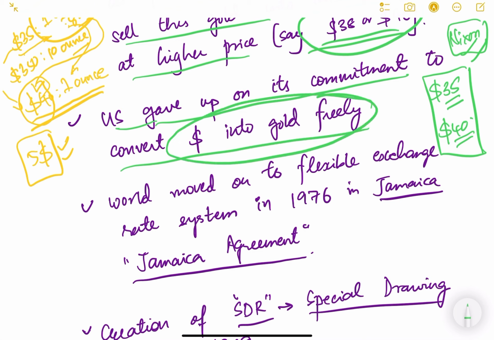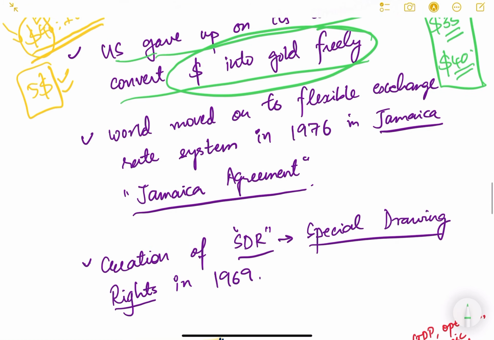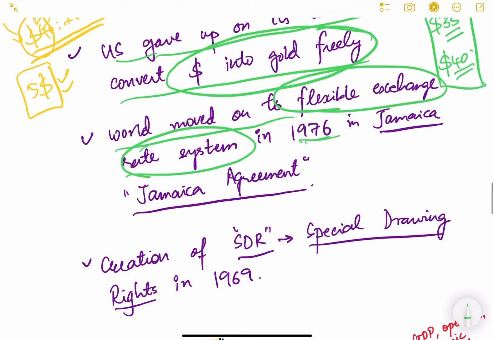The US said that now we will not play this conversion game, we have nothing to do with it, we will not keep free convertibility between dollar and gold. Okay, they said that we will not keep this free convertibility. And therefore the world moved to the flexible exchange rate system in 1976 in Jamaica.